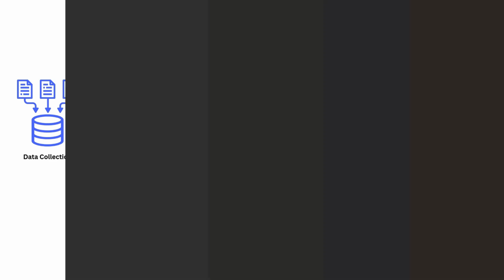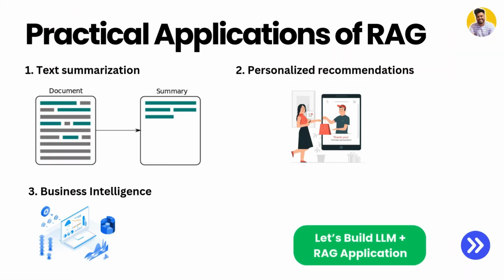Here are some practical applications of RAG. We use it in text summarization, for personalized recommendations for shopping and investments, and for many more things. We also use it for business intelligence in many industries like finance, retail, and more, and we will cover all of these practical applications in our upcoming projects.